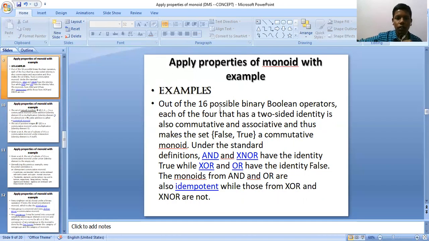Examples. Out of the 16 possible binary Boolean operators, four each have a fold that has a two-sided identity, is also commutative and associative, and thus makes the set {false, true} a commutative monoid. Under the standard definitions, AND and XNOR have the identity true, while XOR and OR have the identity false. The monoids from AND and OR are also idempotent, while those from XOR and XNOR are not.